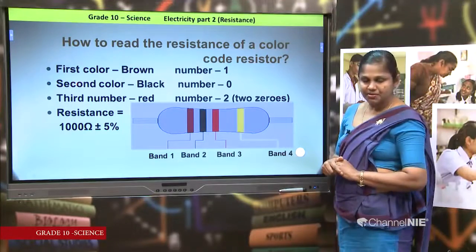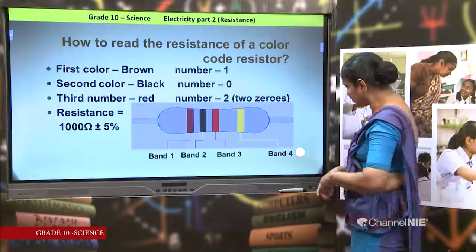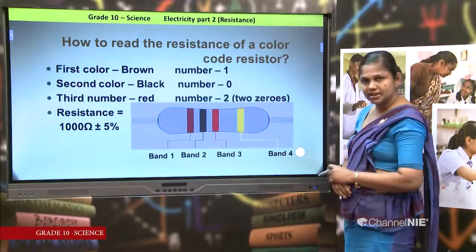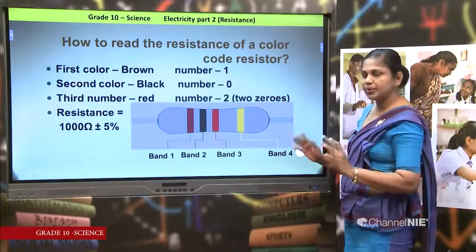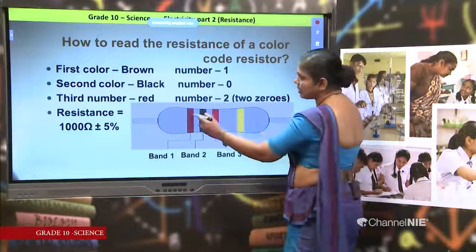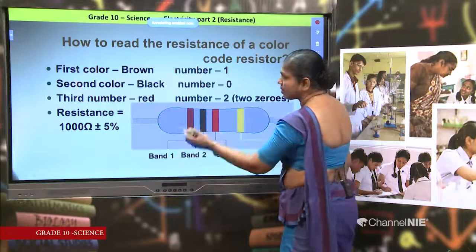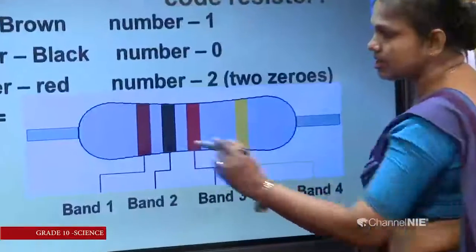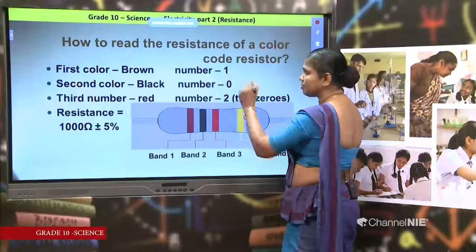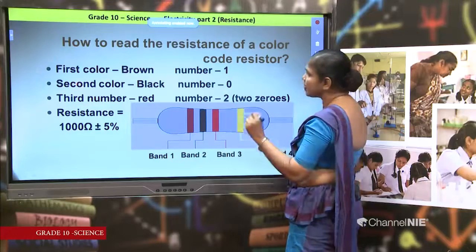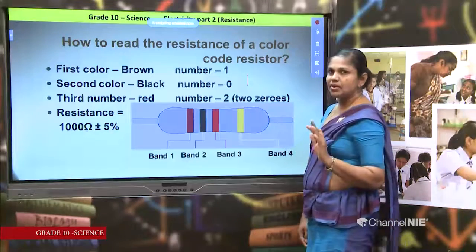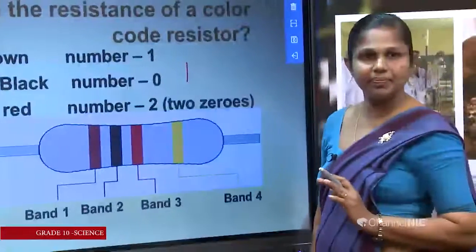Right, look here. This is a color code resistor. Now, I am going to show you how to find the resistance value of this particular color code resistor. See, here the first color band is brown. What's the code number relevant to brown? 1. First we have to write 1. This is the code number relevant to the first color band.